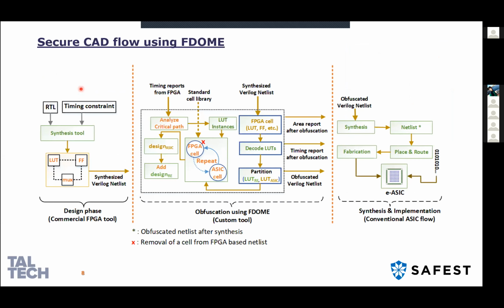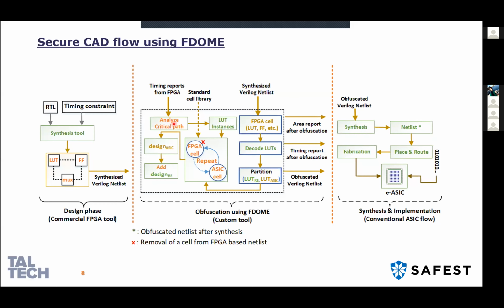This figure shows the secure CAD flow using FDOM. It has three phases. In the first phase, we synthesize the design using commercial synthesis tools such as Vivado, and then we export the synthesized netlist and the timing report. In the second phase, the parser of FDOM reads the timing report and the synthesized netlist. Besides this, it also needs information from the standard cell library and the design target criteria.